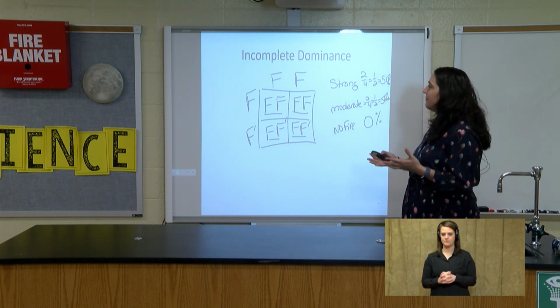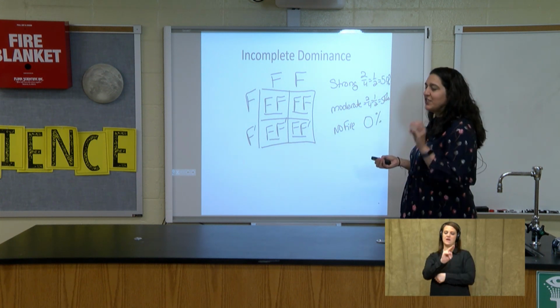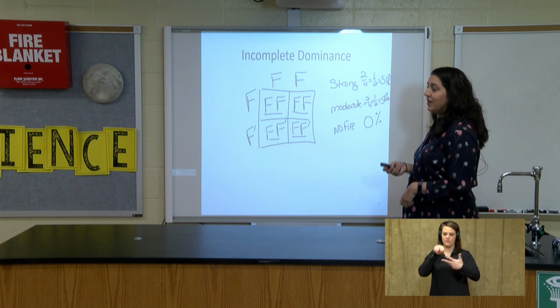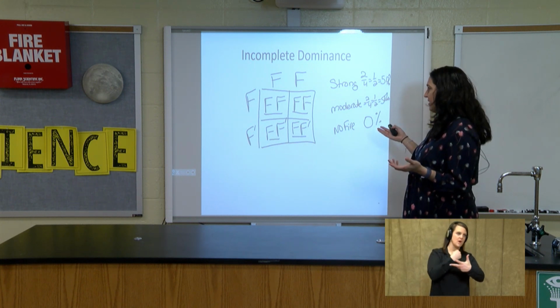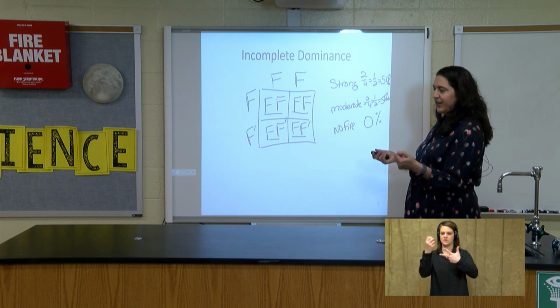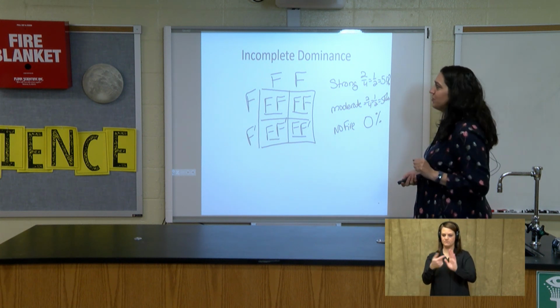Okay? So remember, the big thing with incomplete is you see 3 traits in your problem. You will see a red flower is crossed with a purple flower. What are the chances of a blue flower? Or so on. You're going to have to look for these clues in your problems.